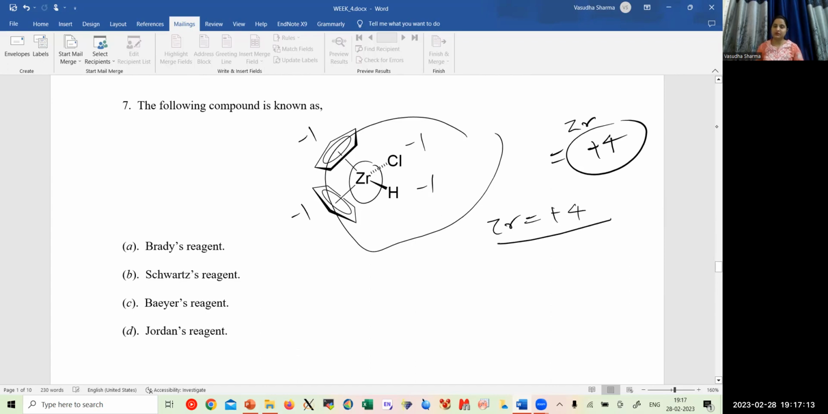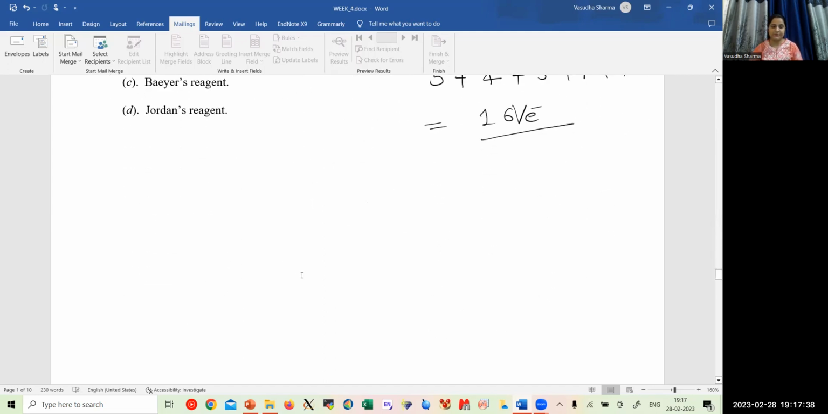If we calculate the number of valence electrons, Cp will give you 5. Zirconium belongs to the titanium group, that will give you 4. Another 5 from Cp, 1 from chloride and 1 from hydride. So this will give you a 16 valence electron species. So this is nothing but a Schwartz reagent. This is the name of this particular complex, which is a very, very important complex.